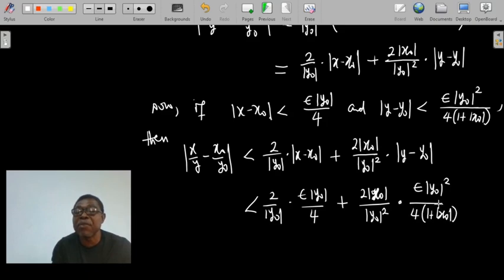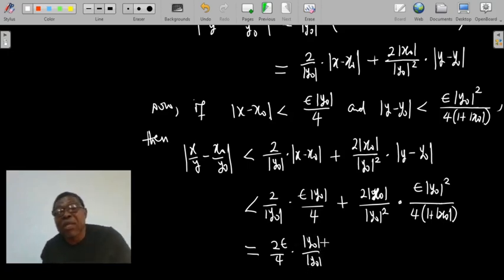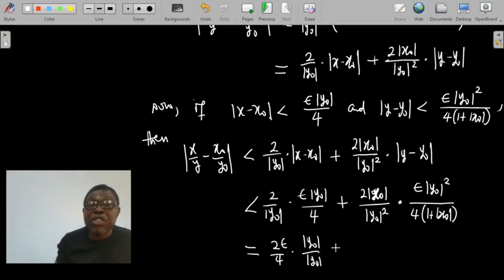1 plus absolute value of x naught. And this would further give me 2 epsilon over 4 absolute value of y naught over absolute value of y naught. I'm not worried about y naught because y naught is not 0. Therefore, absolute value of y naught is greater than 0. So this quotient makes sense.